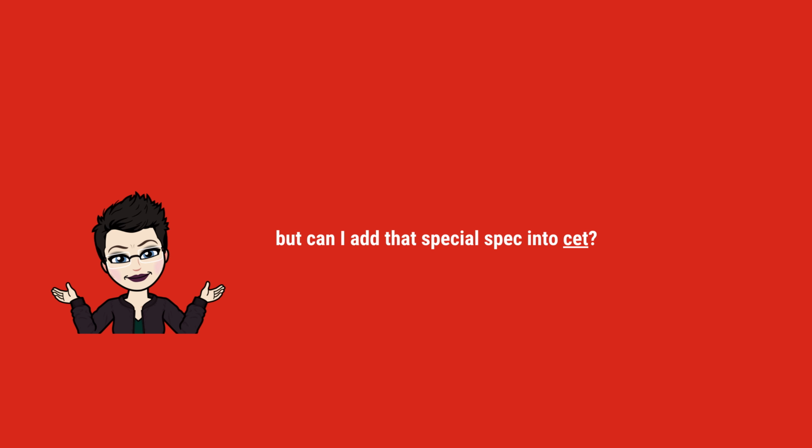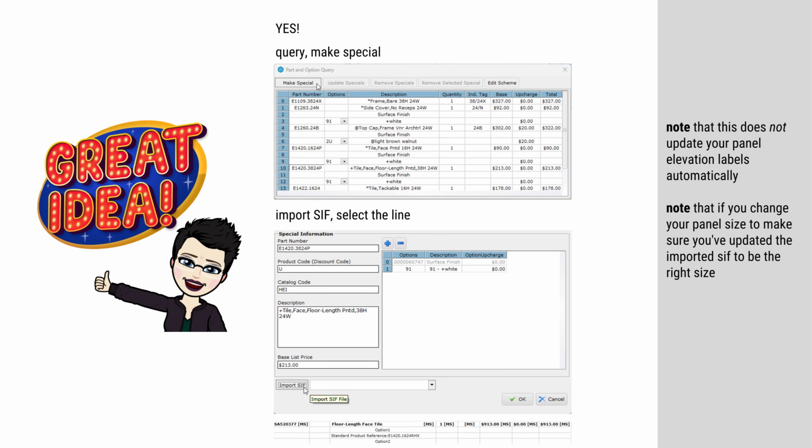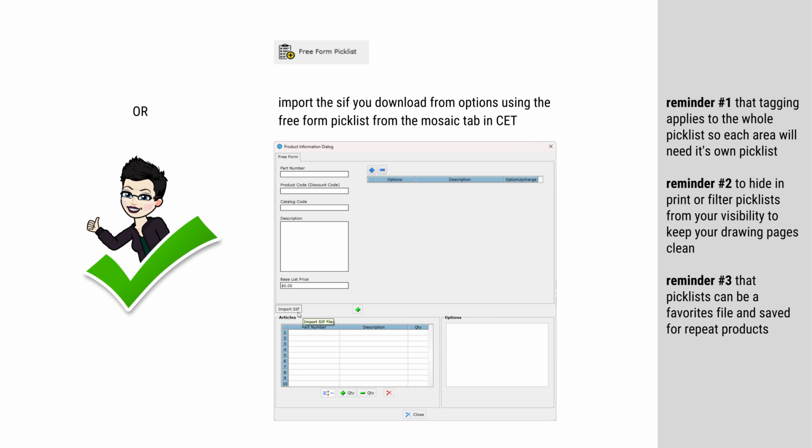But you can actually add some of these things into CET as well by using the query dialog box, clicking on the part, whether it's the tile or surface, and clicking Make Special. And then you can load your CIF file. There's also using a freeform pick list, which you can also import the CIF to, especially if there are multiple part numbers associated with one piece, like maybe special brackets as well as a special product. Or sometimes it's just easier to have it in the pick list and be able to copy throughout a plan, so you can use that as well.